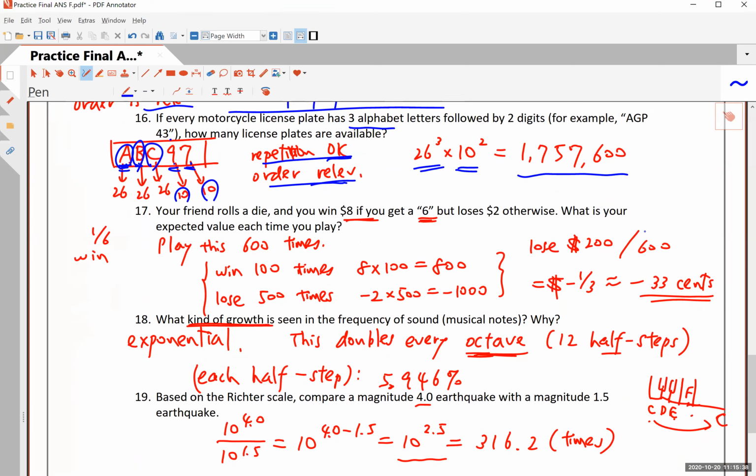Okay, number 17. If your friend rolls a die, and if you get a 6, you win $8. If you don't get a 6, if you get anything else, 1, 2, 3, 4, or 5, then you lose $2. What is the expected value? All right, the question is, how much do you expect to win each time you play this game?